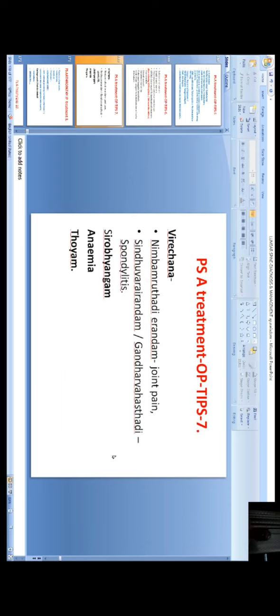Again, some more tips with the Virajana is very good with the Nimbamruda the Erandam. It can control the joint pain also. Gulguladikta, Sindhuvar Erandam and Gandharva Study in the case of spondylitis, not spondylosis, spondylitis. Shirobhingam, anemia, and anemia is also a feature with rheumatoid arthritis, psoriatic arthritis, because patient is suffering this for years and years. Then psoriatic arthropathy, some more the Dushana Langana, Snehavan, this is IP treatment.